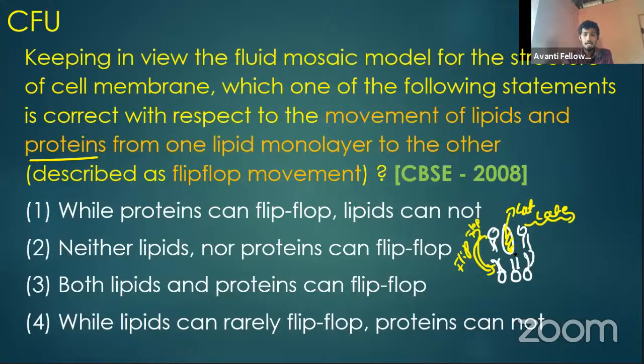Option one says the protein can flip-flop, lipids cannot. That's absolutely wrong. Neither lipids nor proteins both can flip-flop, that is wrong too. Another says proteins can flip-flop, which is wrong because proteins can't flip-flop. The correct answer is: while lipids can rarely flip-flop, proteins cannot. Why did we say lipids can rarely flip-flop? Because it takes a lot of time for a lipid to transfer from one monolayer to the other monolayer. Some other proteins may help in that process. So the correct answer is option 4.